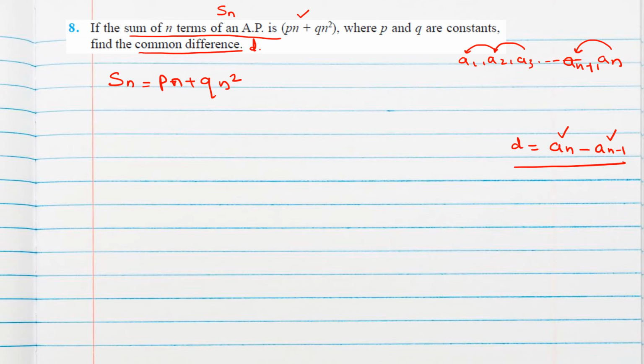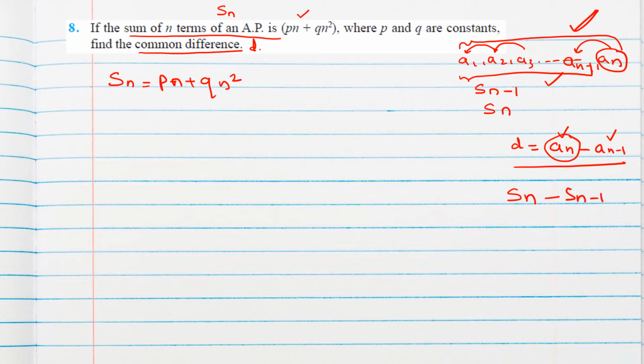So what we can do, we can find An by using the Sn formula. From A1 to An minus 1, if you add, you will get Sn minus 1, the sum of the first n minus 1 terms. But if you add from A1 to An, you will get the sum of the first n terms. So if you subtract Sn minus 1 from Sn, will you get An? Yes. So D we find by using this formula, but An we will find by using this formula.